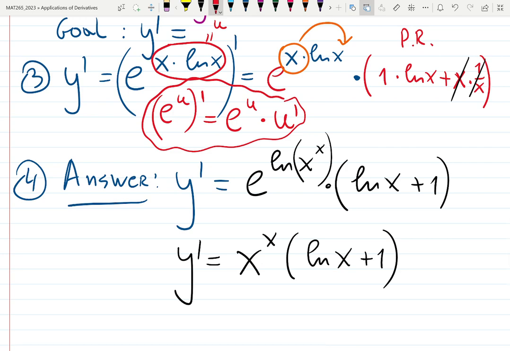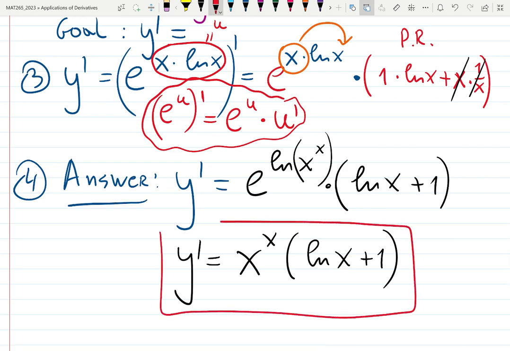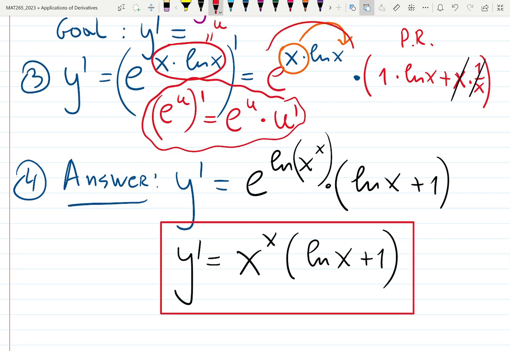And actually, you don't have to do this step with e and whatever. Nobody will require you to do this step. You can leave it as e to the x ln x. That's fine. But it looks nicer with x to the x included in the answer.